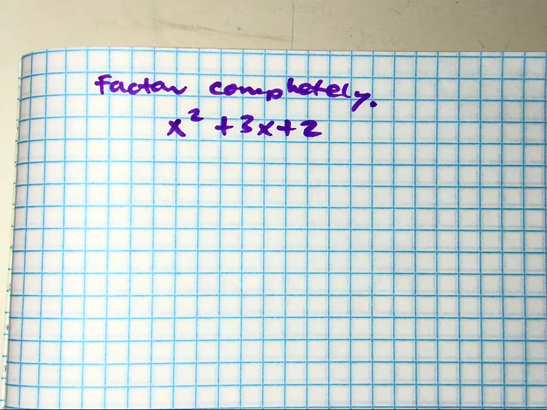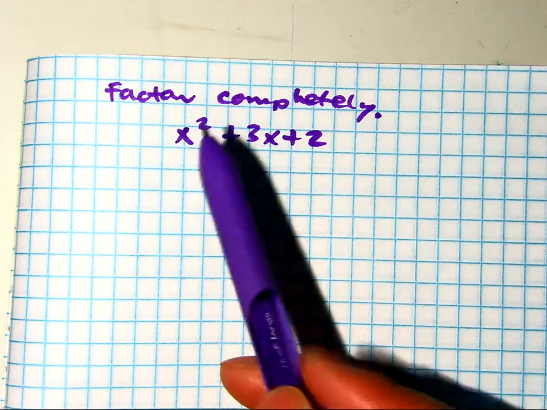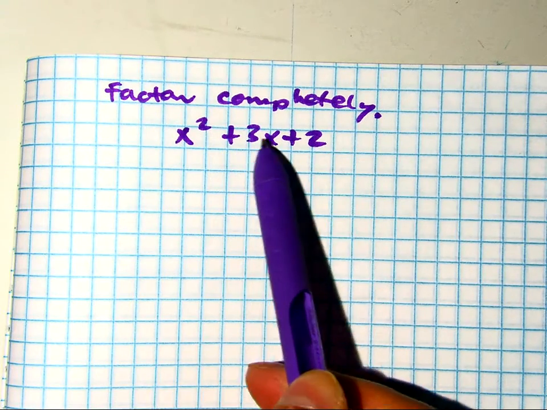Count with me the number of terms. Ready, set, go. So this is a trinomial. You can, of course, just use X box factoring and get the answer, okay?